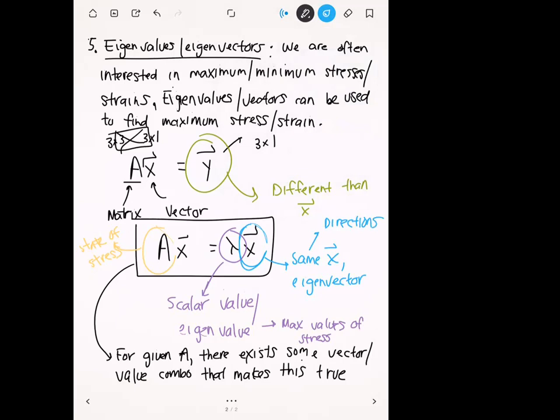This analysis, where you find the maximum stresses and their directions, is used a lot in structural mechanics. The name you've probably heard of it before is principal stresses. The principal stresses are nothing more than the eigenvalues of the stress matrix, and the directions of the principal stresses are given by the eigenvectors.